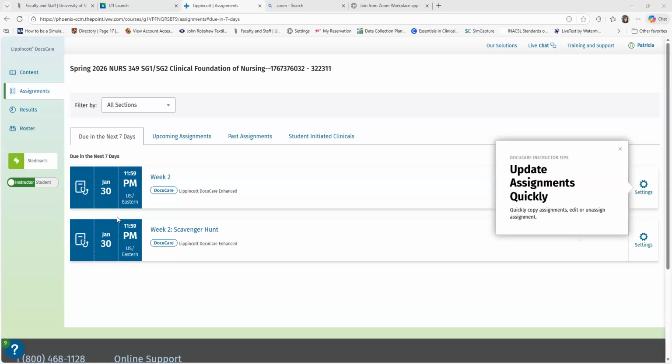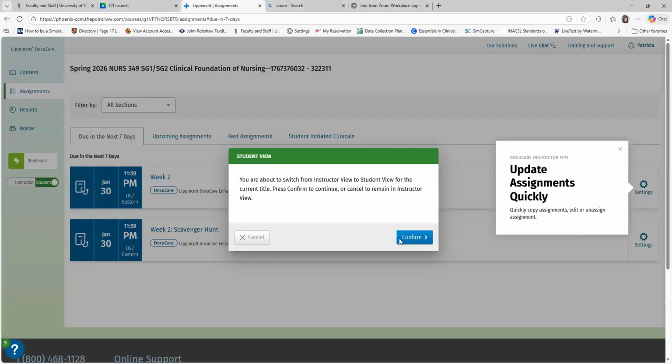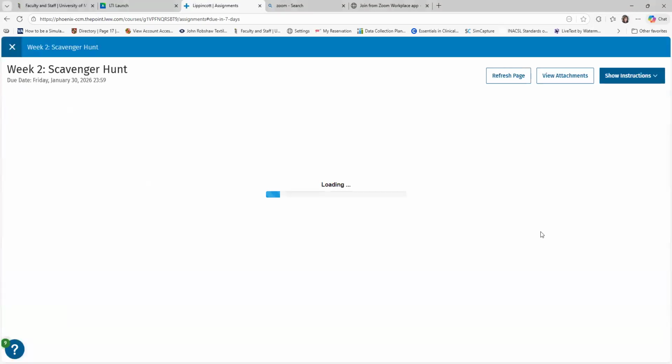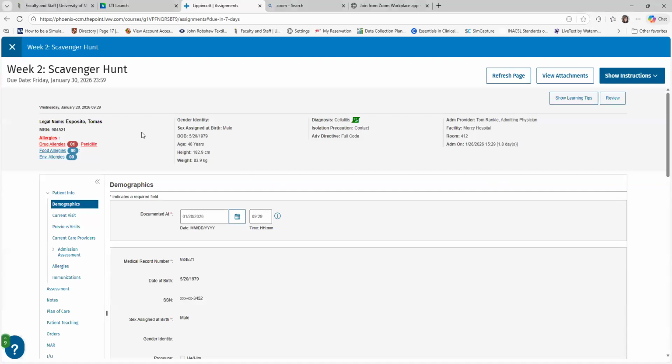Okay, so go ahead and launch this. I'm going to switch mine to the student view. And Jesse, did it open to the right page or do I have to reshare it? It looks good to me. Yeah, I see the main screen, scavenger hunt. Okay. So let's try this in the chat.